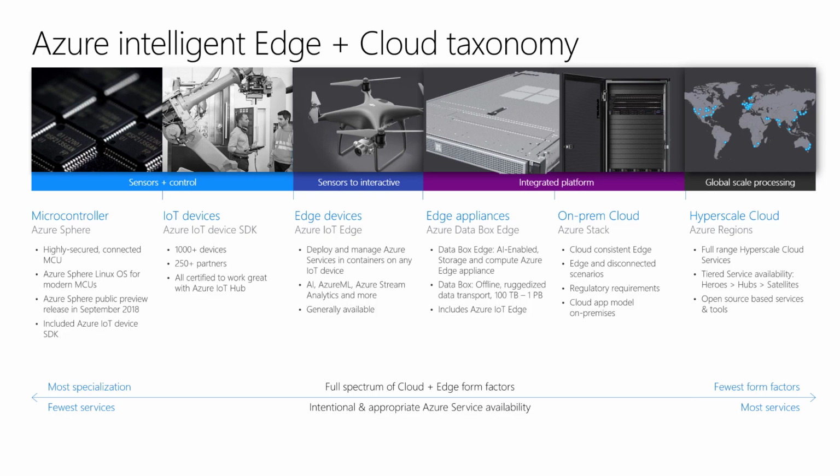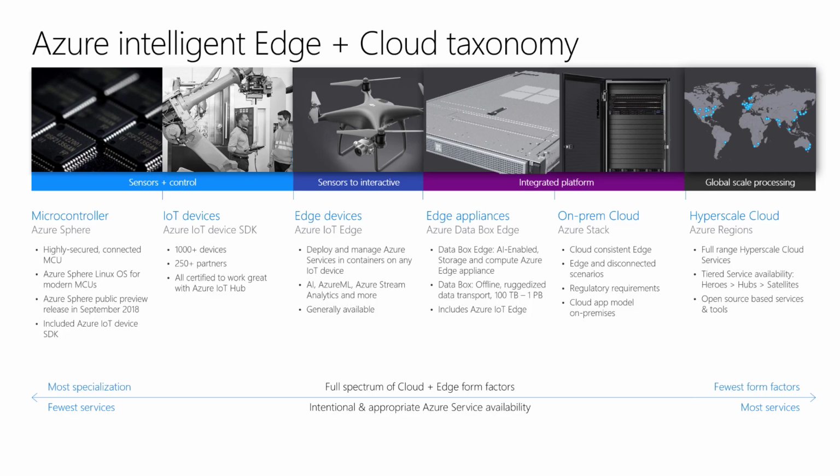Whereas the Azure Stack Hub, previously known as Azure Stack, is a cloud consistent edge. So basically it provides a large subset of services that is available in Microsoft Azure and is considered as an extension of Microsoft Azure. So scenarios like edge are disconnected, regulatory requirements, and making the cloud app model on premises would be ideal use cases for this product. And finally, you have the full range hyperscale cloud services with Microsoft Azure.